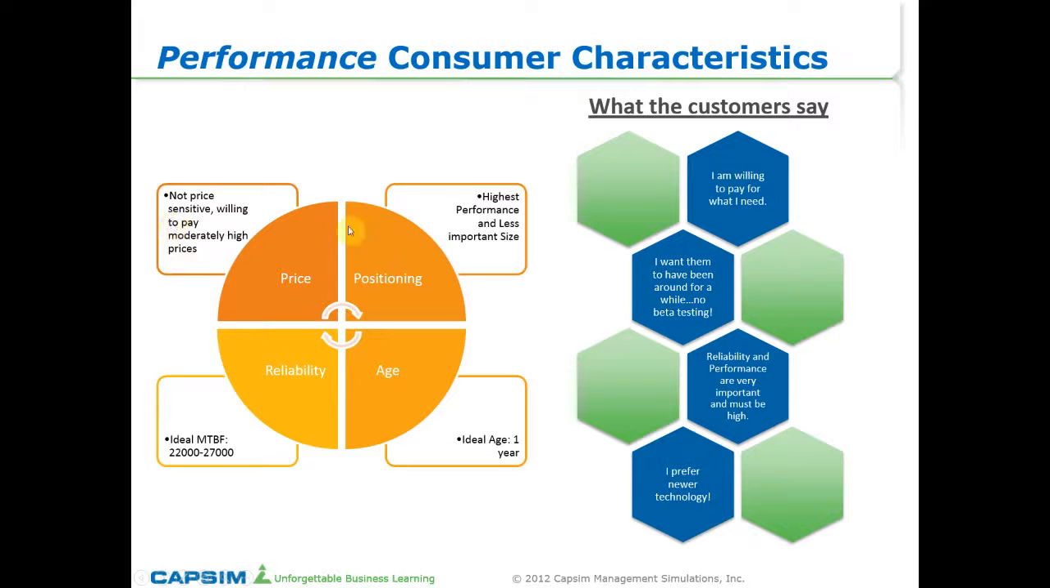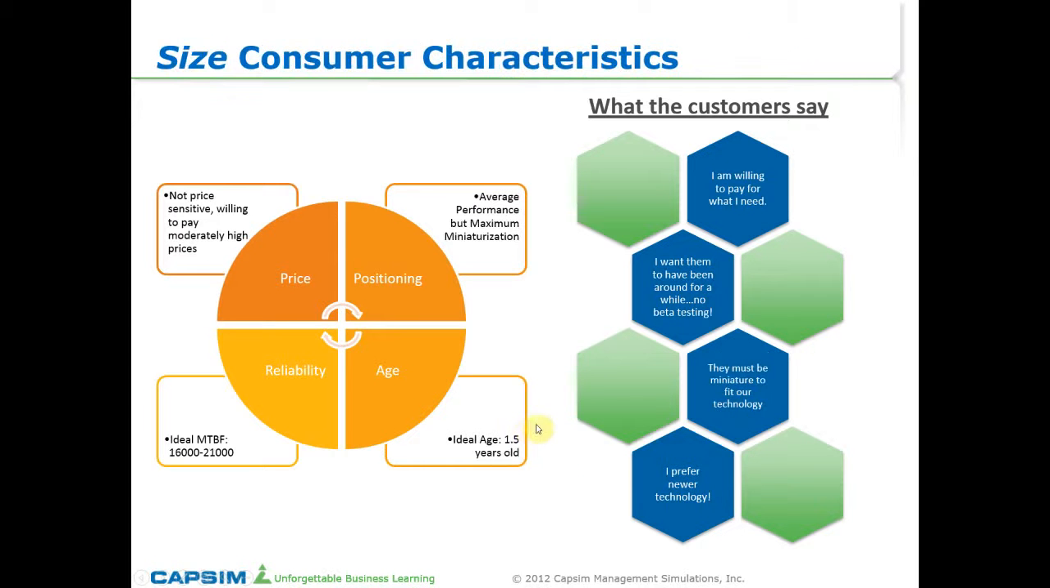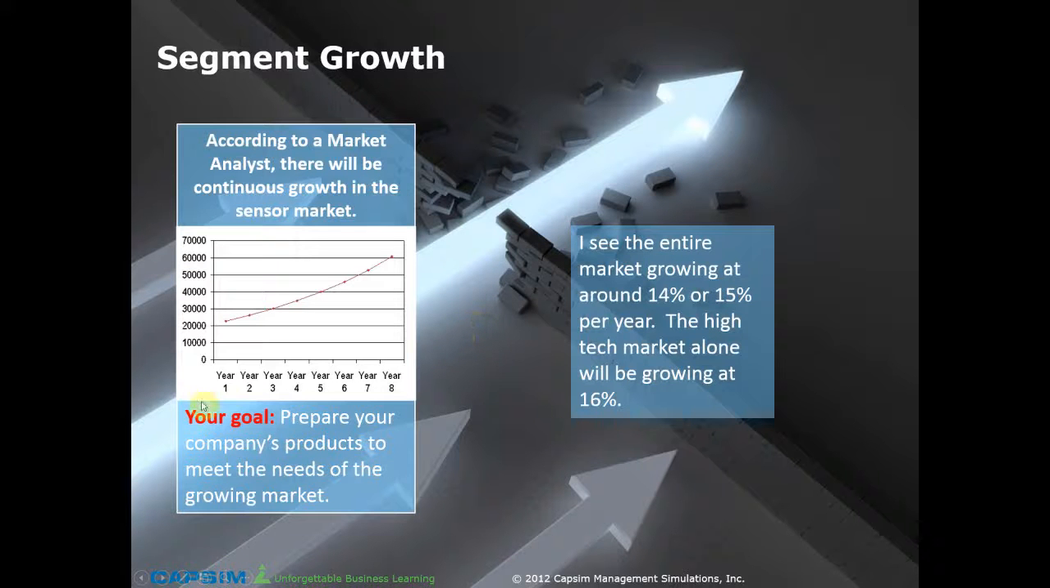Performance, again, not price sensitive, but they want highest performance. Size isn't quite as important. Big time on the MTBF. Ideal age a year. They want it relatively new. And size, similar, but obviously we want a small size. Performance isn't as big a deal. MTBF isn't quite as big a deal. Age, okay. So this is a fast-growing industry, really fast.